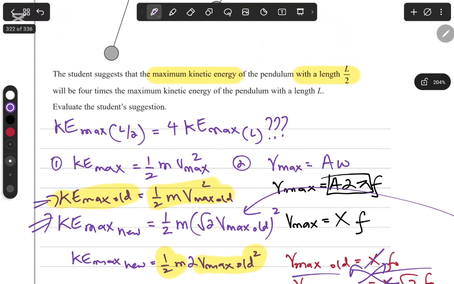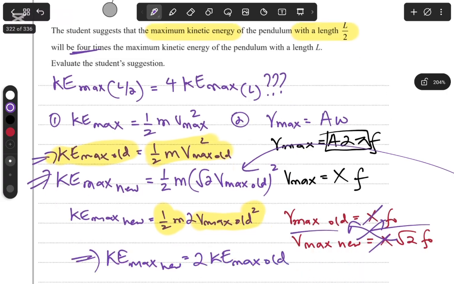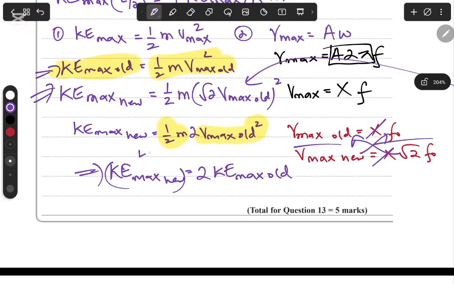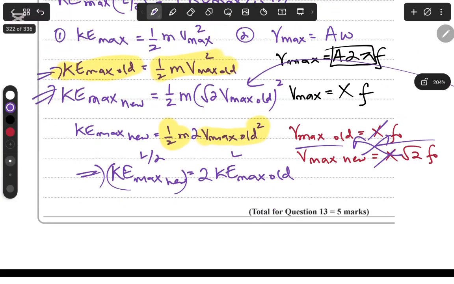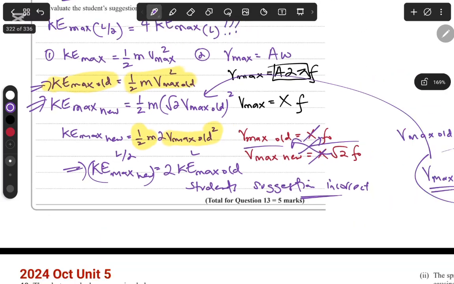Okay? Now, the person says that the maximum kinetic energy of the pendulum with length L by 2 will be 4 times the maximum kinetic energy of the pendulum with length L. And we can see here, this is the pendulum with length L by 2 and L. And we can see clearly that the maximum kinetic energy is just 2 times more than the previous maximum kinetic energy. So after doing all of this, we can say that the student's suggestion is incorrect. So we can write here, the student's suggestion is incorrect. And that's your answer.